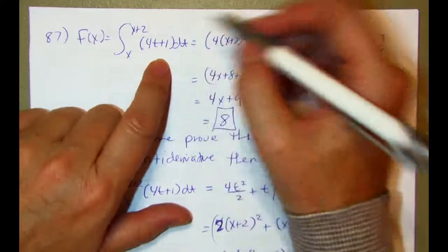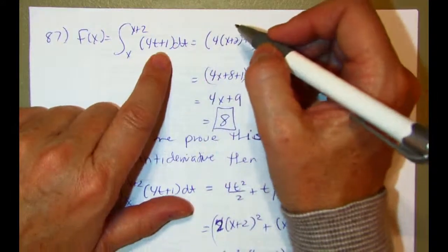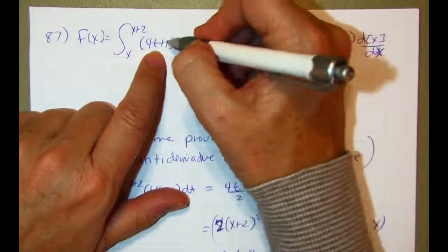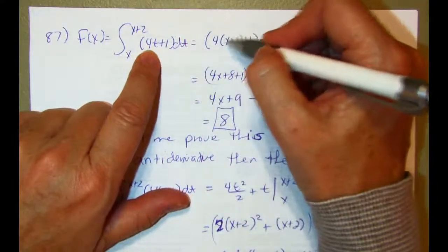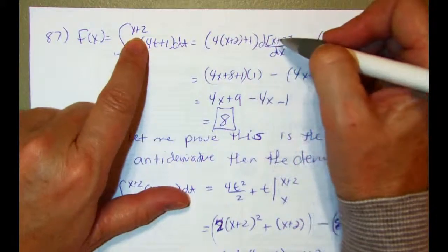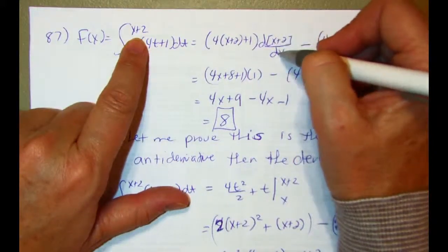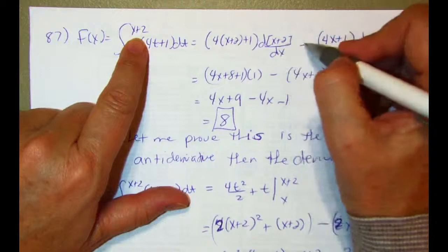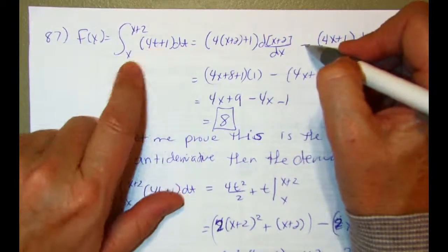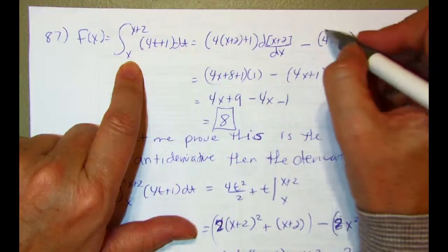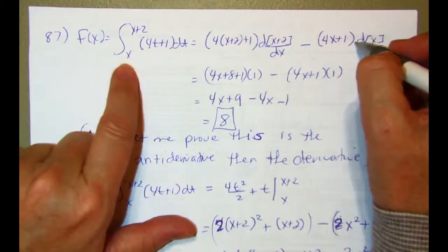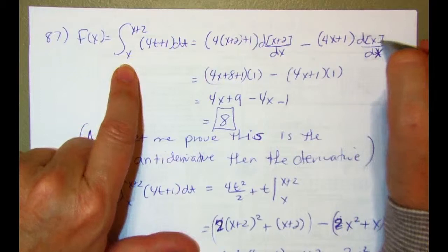So what does it tell me to do in the second fundamental theorem of calculus? I'm going to put in x plus 2 wherever I see t into this equation. So 4 times x plus 2 plus 1 times the derivative of this upper bound, the derivative of x plus 2 with respect to x. Minus, I'm going to go down here, I'm going to put in x wherever I see t into that function. So minus 4x plus 1 times the derivative of this lower bound, which is my x.